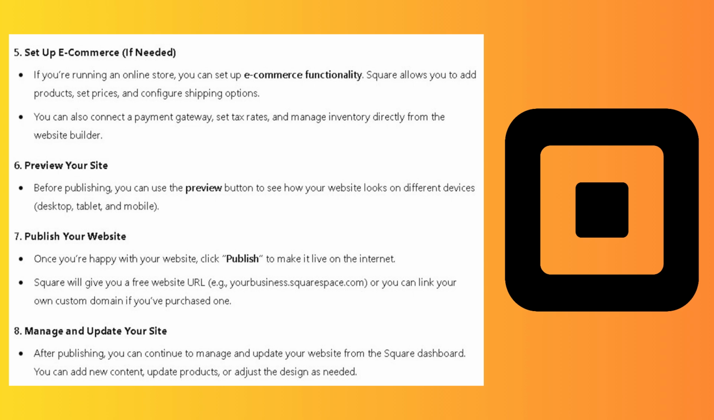Preview your site. Before publishing, you can use the preview button. This will show you how your website will look on different devices, such as mobile, laptops, and tablets. Once you're happy with your website, click publish and make it live on the internet.